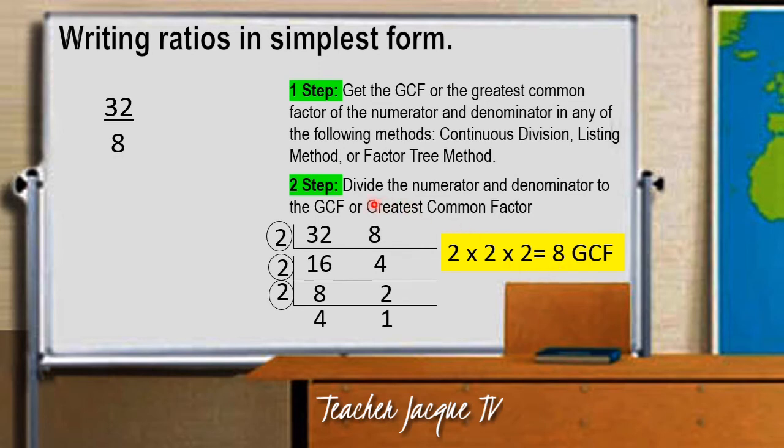So, ngayon, we will do the step 2. We will divide the numerator and denominator to our GCF. So, 32 divided by 8. 8 divided by 8. So, 32 divided by 8 is equals to 4. 8 divided by 8 is equals to 1. Therefore, the simplest form of 32 is to 8 is 4 is to 1.